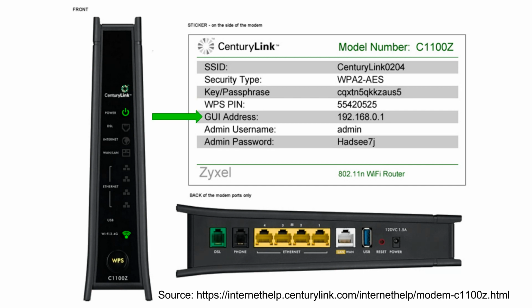And you'll see your graphical user interface address. By default, CenturyLink routers come with a graphical user interface address that's 192.168.0.1. This is something that you'll be typing into the address bar of your internet browser, and this will give you access to controlling your router.